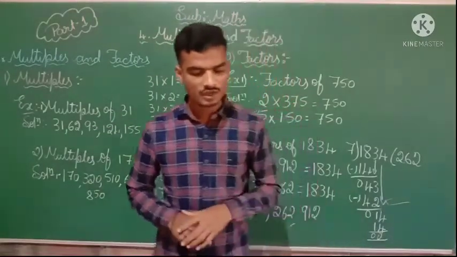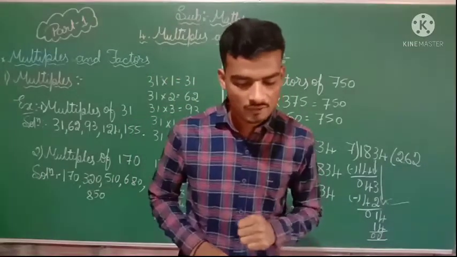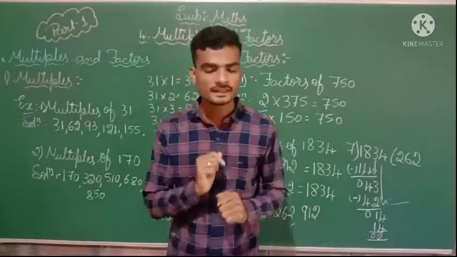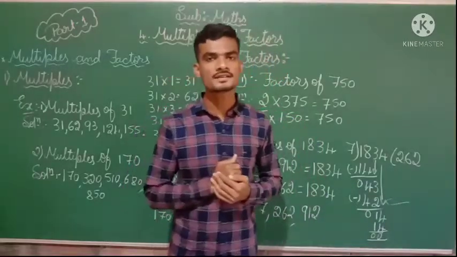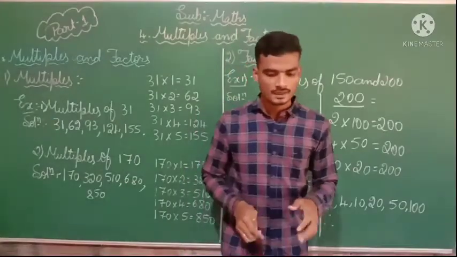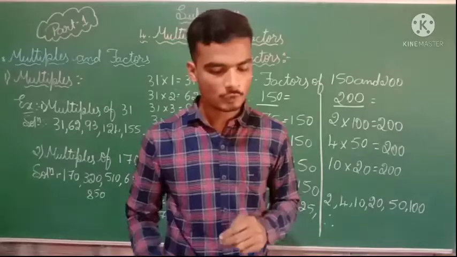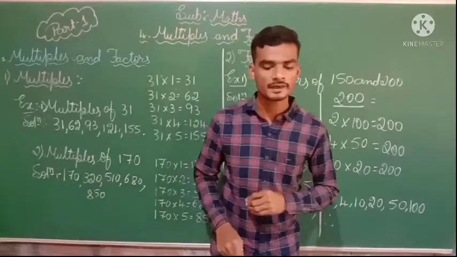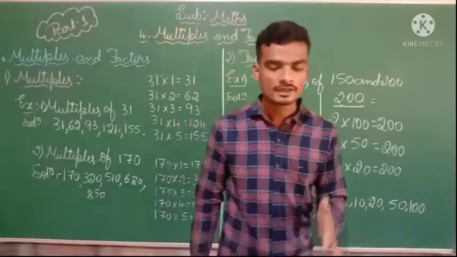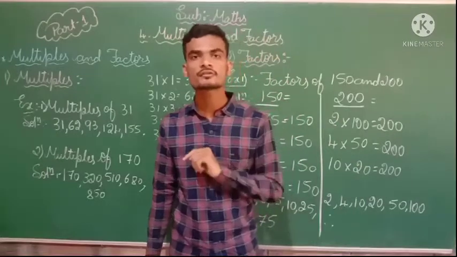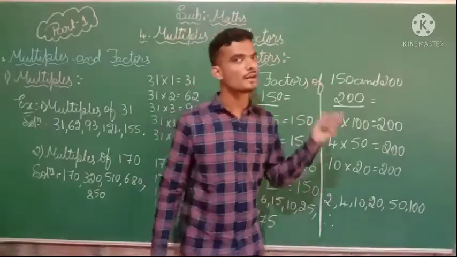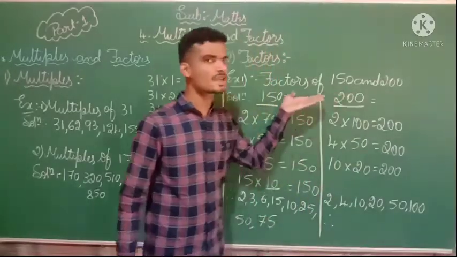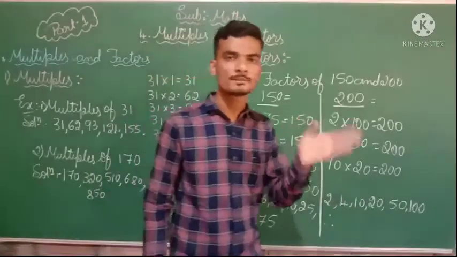Then the third question they have given: write 3 common factors of 150 and 200. See here, you want to find the common factors. How to find the common factors? The fourth question is the same: write 3 common factors of 27 and 22. I will show one problem for you. One more problem you have to solve in your rough notebook. The same steps I have followed here, you follow for that problem also.